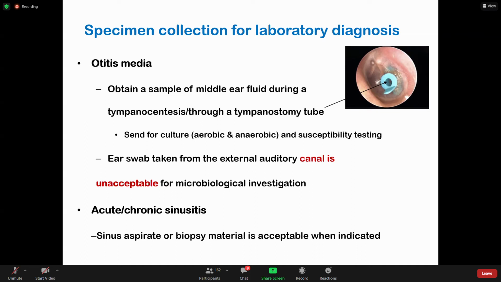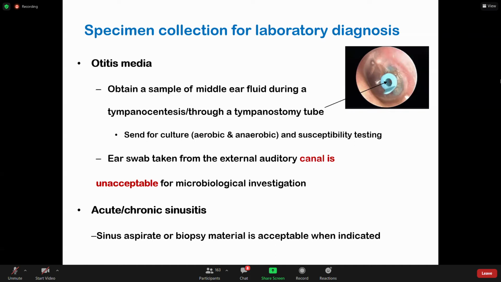Remember, the organisms are living things. They require moisture and a medium to support their viability. So if you collect a biopsy specimen, put it in an appropriate transport medium and send the sample to the lab.